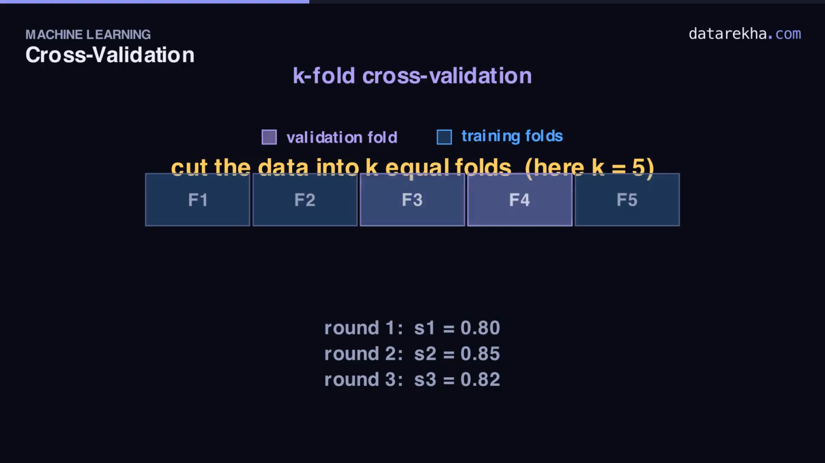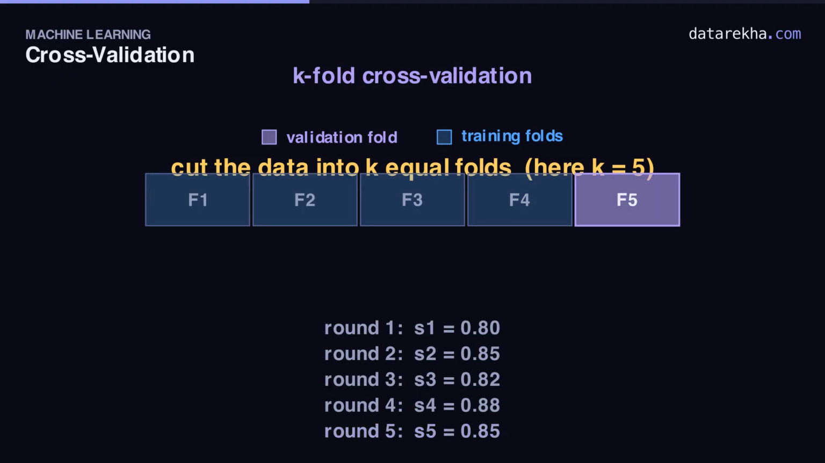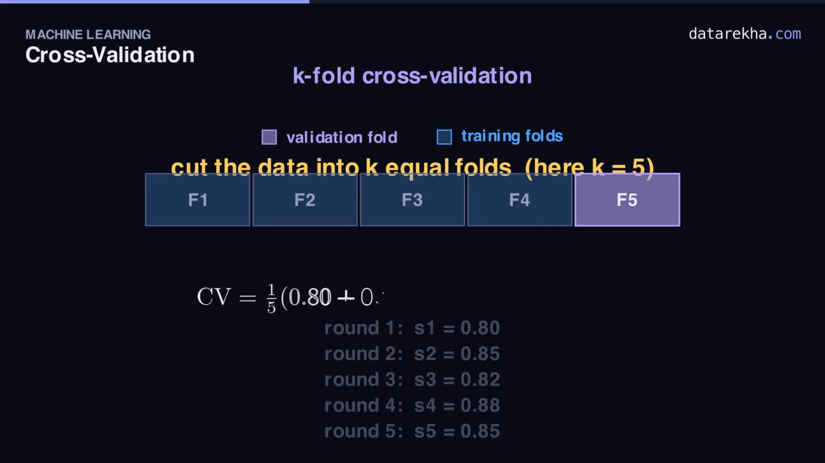0.82. Round 4. Fold 4 is held out now. Retrain, score 0.88. Round 5. The last. Fold 5 takes its turn as validation. Retrain, score 0.85. 5 rounds, 5 scores.